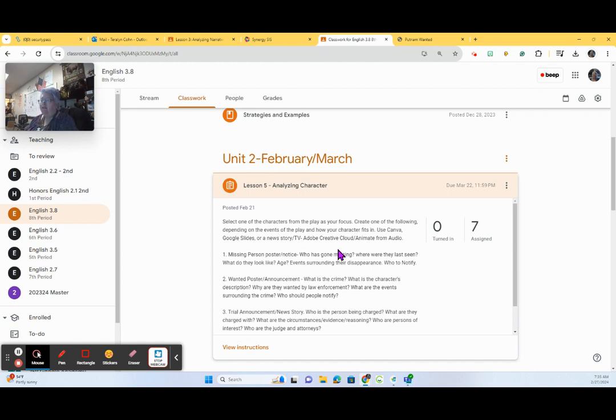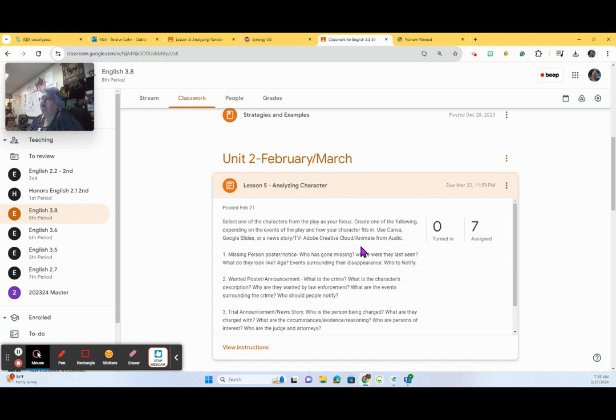You can use Canva or Google Slides to create your poster, or you can do a news story, kind of like on KSN or CNN or something like that. You can actually do a news story using the Adobe Creative Cloud, and you can even use Animate from Audio if you want. So here are your options. There are three.